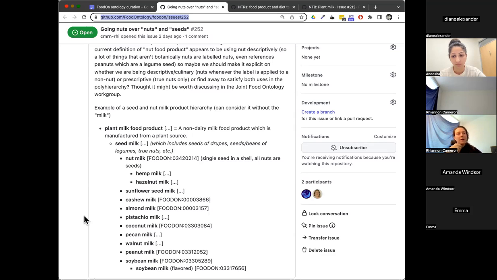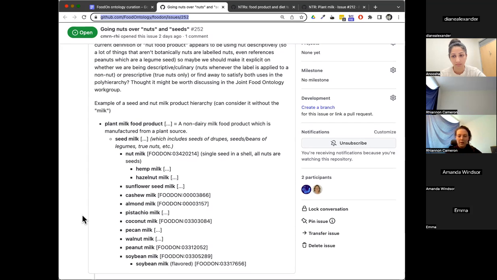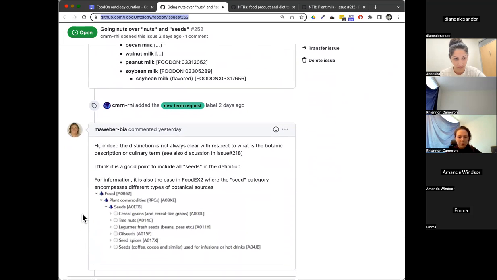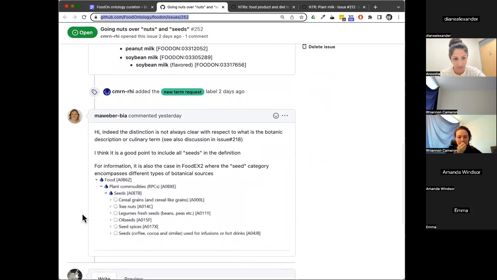So do we want to have that be a culinary definition? Magali posted a little hierarchy that shows, I believe, the FoodOn one a little further down, that shows that we have a tree nuts category. So I guess it depends on, do we want our primary nut branch to be a culinary description or to be a botanical description? That is kind of one of the biggest problems I think we have to solve.